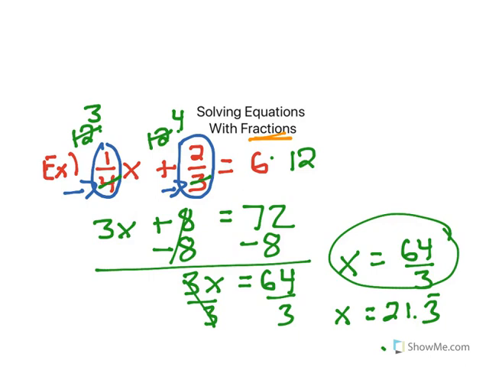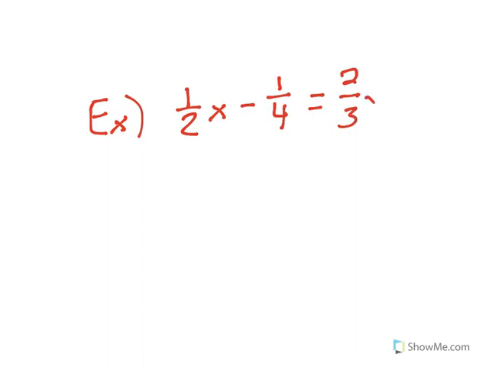All right, let's do one more quick example here together before I get you out of here. This time I'll throw a few more fractions in here just to show you what would happen. If we have something like 1/2 x minus 1/4 equals 2/3 x plus 1/6. All right, so this time I've got a ton of fractions.